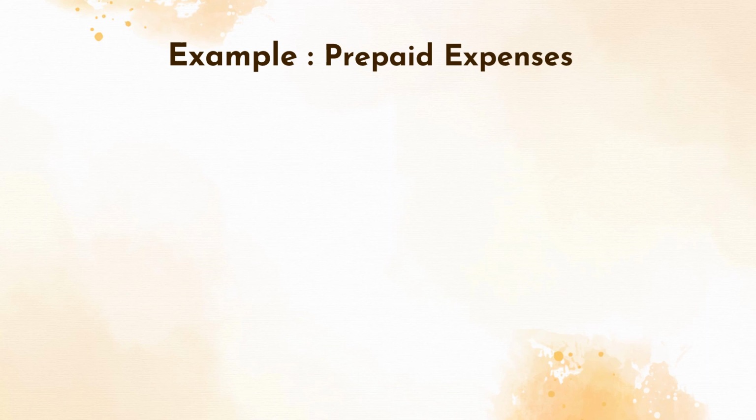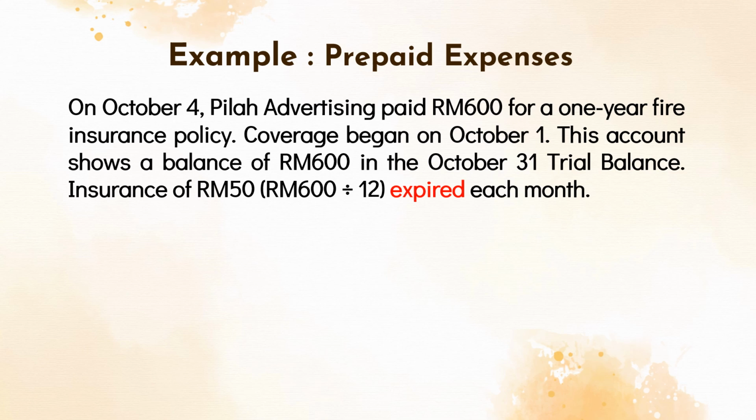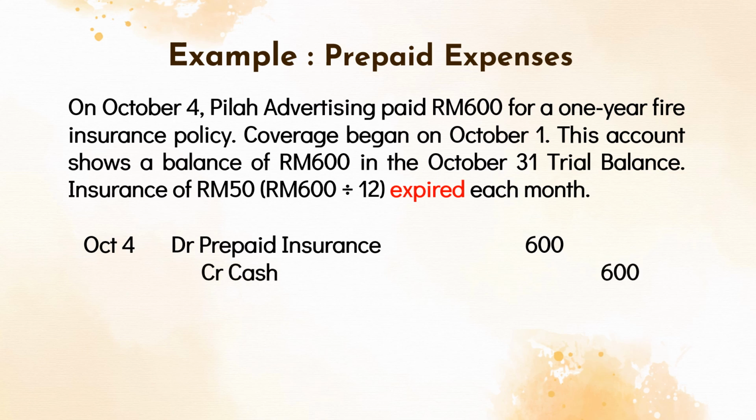Example of prepaid expenses. On October 4th, Pillar Advertising paid RM600 for a 1-year fire insurance policy. Coverage began on October 1st. This account shows a balance of RM600 in the October 31st trial balance. Insurance of RM50 expires each month. It means that on October 4th, debit prepaid insurance 600 and credit cash 600.